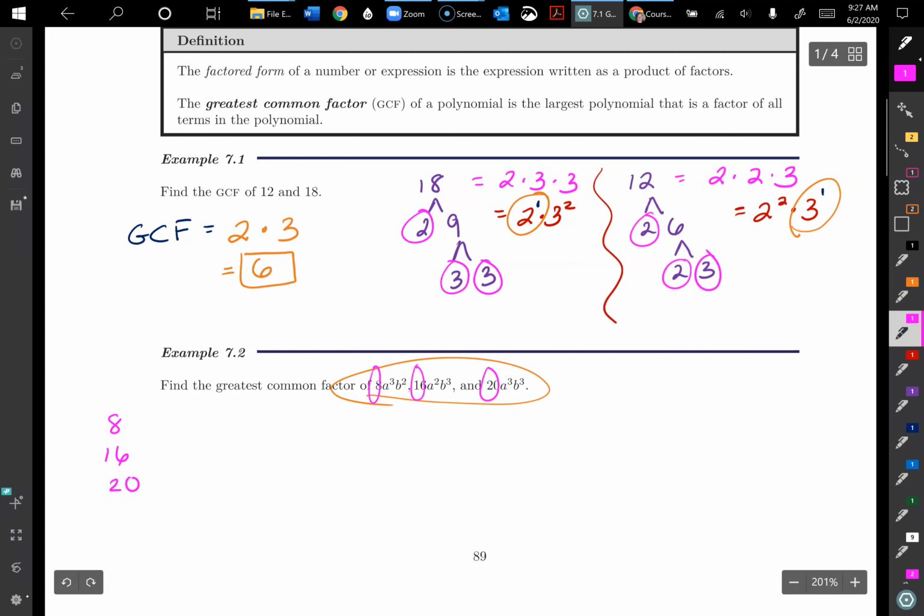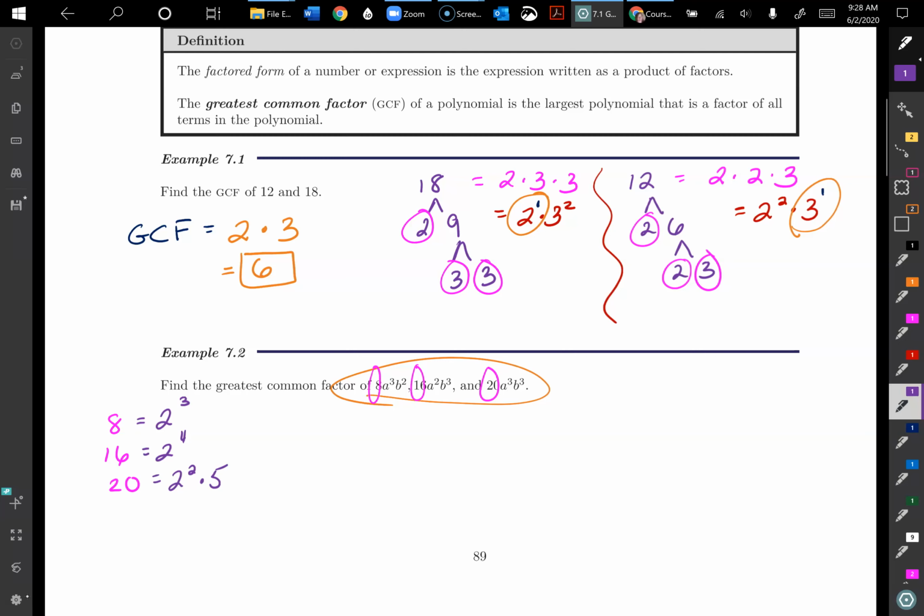So if we break those down into their prime factorization and write them as exponent form, 8 would be 2 cubed, 16 would be 2 to the 4th, and 20 would be 2 squared times 5, 4 times 5. So again, we're looking for what's shared amongst them. So there's no other 5s. So 5's out.